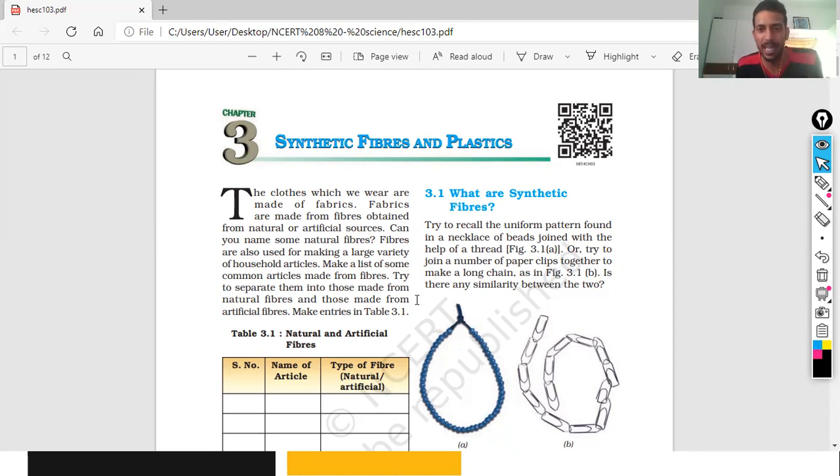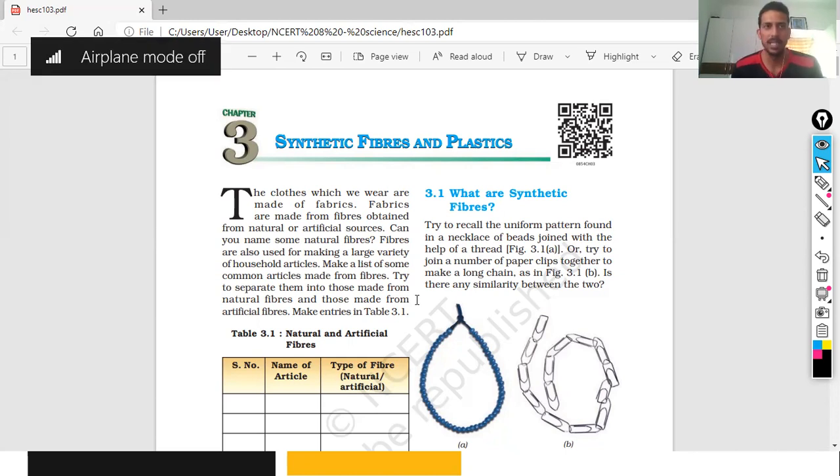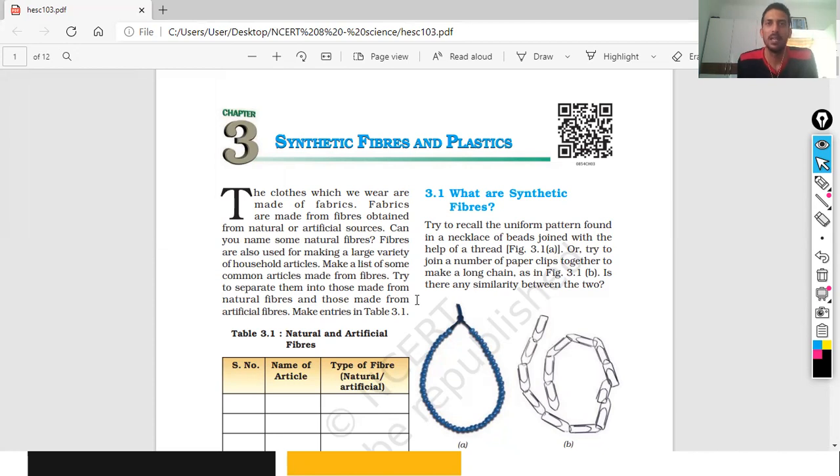Right. So without delaying any further, let us quickly begin and understand what synthetic fibers and plastics are. Now, to begin with, we all know that since ages we have worn clothes, right? And the clothing that we wear is made up of different materials. We have wool, we have cotton, we have artificial fibers, we have polyester, we have a lot of materials, correct? But where do we get all these materials from?